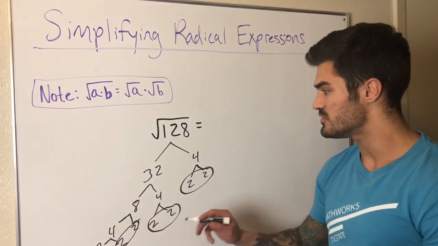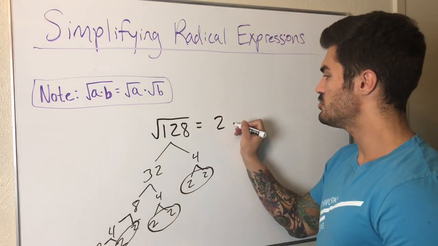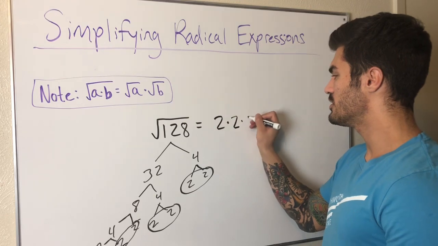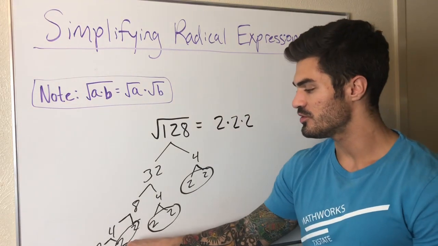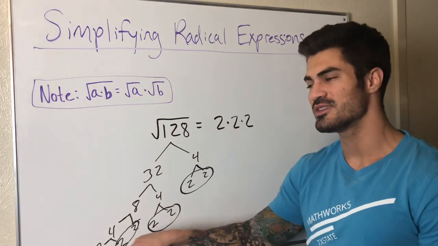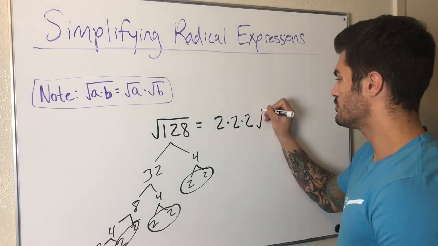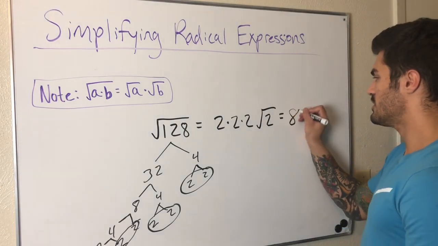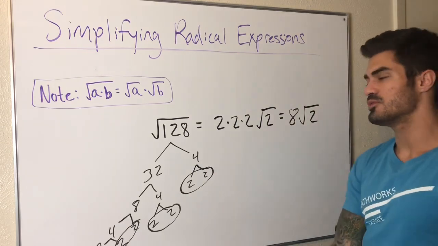So I have 3 pairs of 2's. So what's going to come out is 2 times 2 times 2. And what's left in the root is just that 1 2 that's remaining, since I had 7 2's total. So the square root of 2 is remaining. So this simplifies to 8 root 2, right?